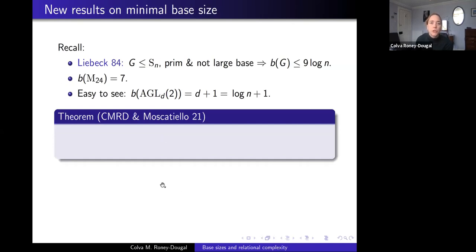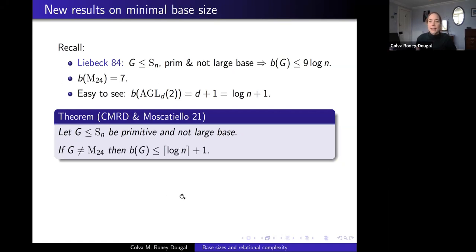Well, with Maria Pia Moscatello, who's a postdoc now, we proved last year, it just got accepted a few days ago, that if G is primitive and not large base, so again, we're excluding the large base groups, and if G is not the Mathieu group on 24 points, then in fact, never mind the 9, we can take it as 1 times log n plus 1, provided that you round up. You must round up. And in fact, we classify all of the groups G where the rounding up is necessary.